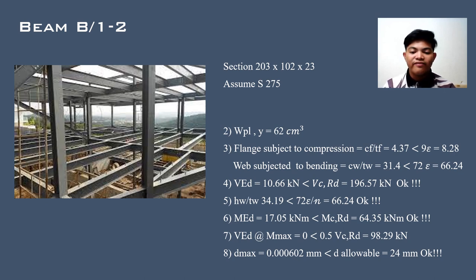MEd equals 70.05 kNm is less than Mc,Rd equals 64.35 kNm, and this is okay too. For step 7, VEd over Mx equals 0 is less than 0.5, Vc,Rd equals 98.29 kNm. And last, for step 8, it was Mx equals 0.000602 mm is less than allowable equals 24 mm. That's all from my part.